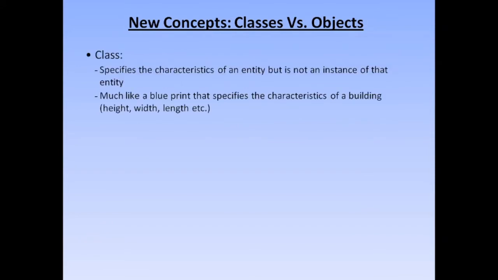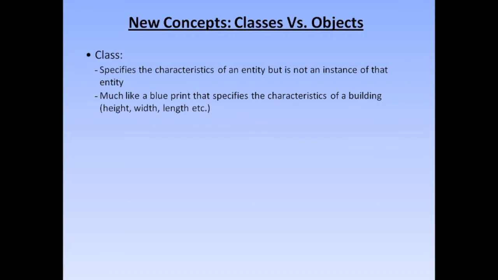Now, what are classes? After going through these examples, you might be getting an idea of exactly what a class is. A class specifies the characteristics of an entity but is not an instance of that entity. It defines what the objects will have in common, the various characteristics of the entity, but it is not an instance of that entity. The instance is known as the object.